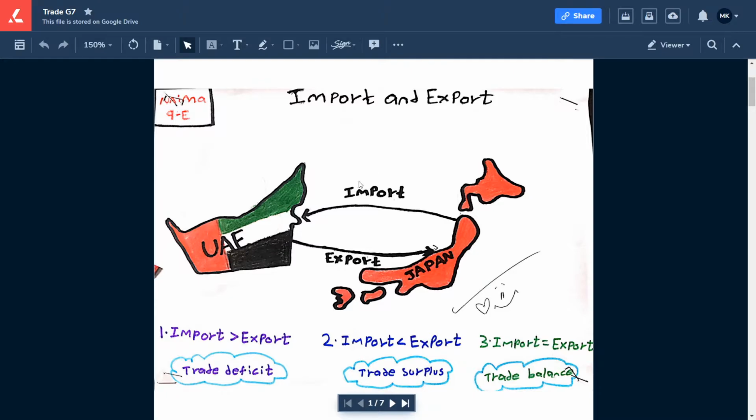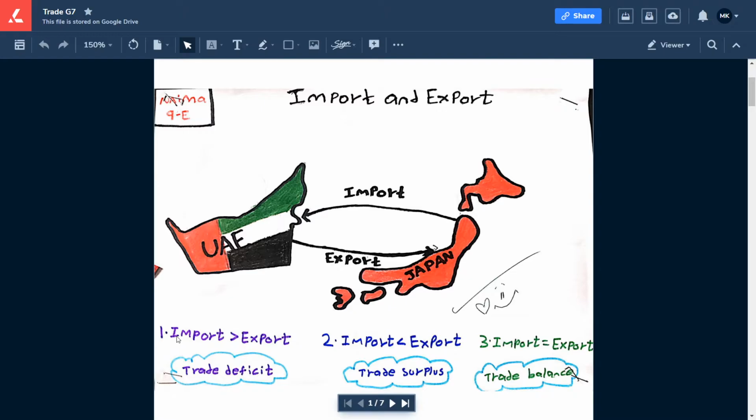We said imports are the things that are brought from outside the country, while exports are the things that are sold from the country to another one, or let's say the things that are brought from our country to other countries. Now, why are these important?